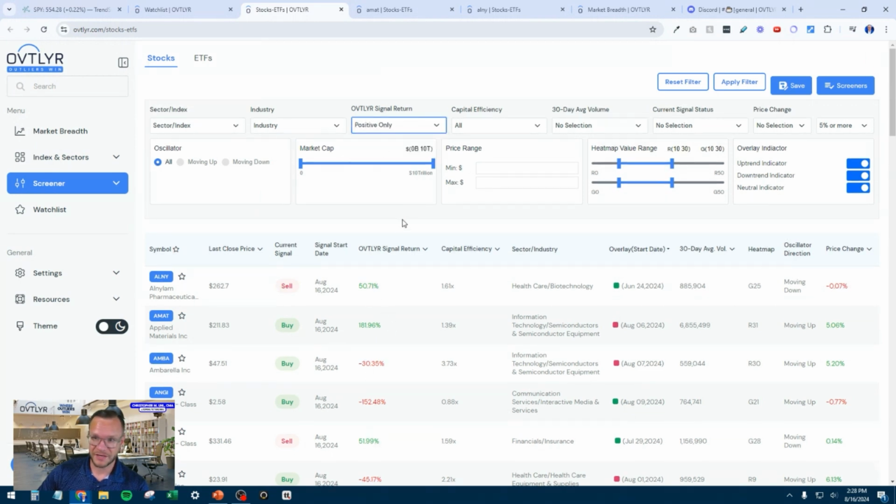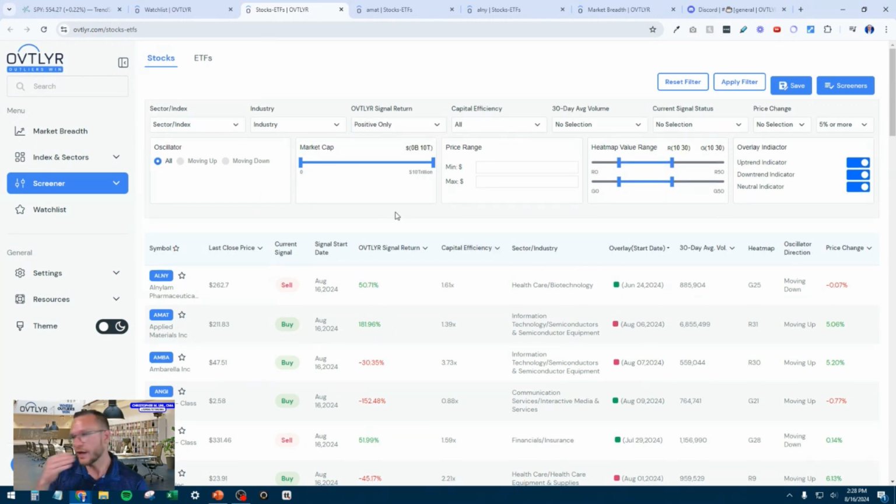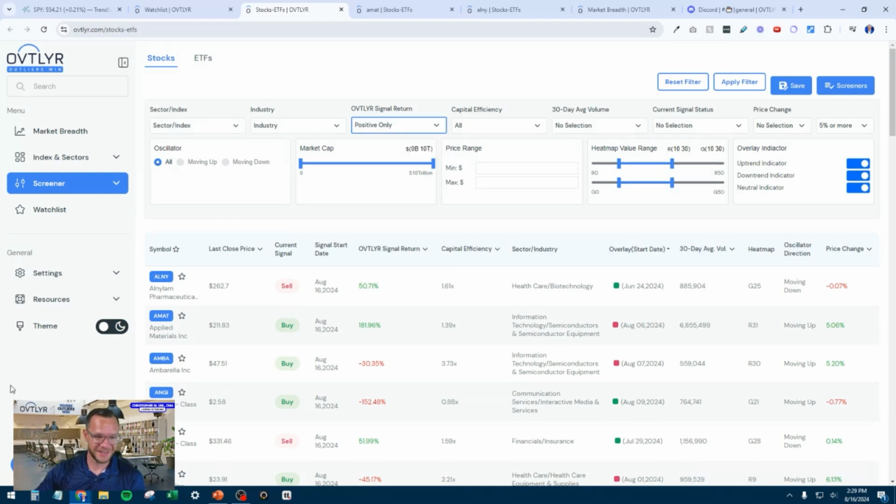And you can say positive or negative, right? We had a conversation about how much positive, how much negative. That may be an enhancement in the future, maybe like greater than 10%, greater than 50%, something like that. But right now it's just positive or negative. I don't know who would ever click negative, but somebody might. But that is definitely going to save me a lot of time right there.